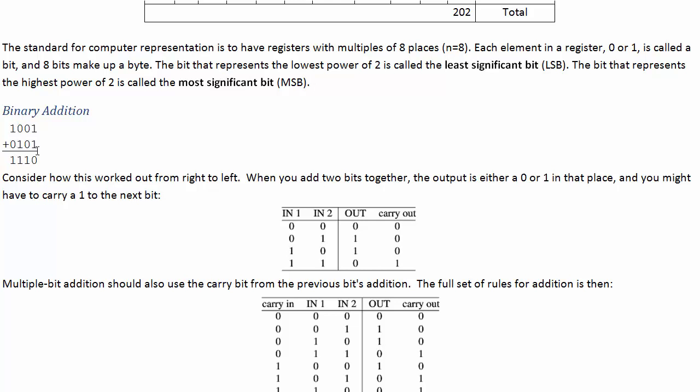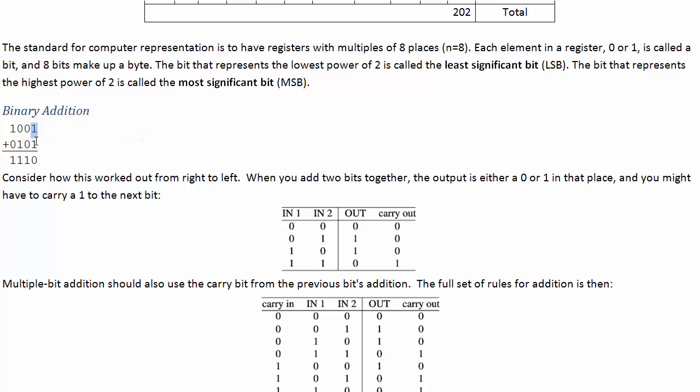Let's check this by converting the numbers to decimal. So let's see. That would be 1 plus 8 is 9. And this number, 1 plus 4 is 5. 9 plus 5 should be equal to 14. And what do we have here? We've got 8 plus 4 is 12 plus another 2, 14. So 9 plus 5 is 14. It worked.